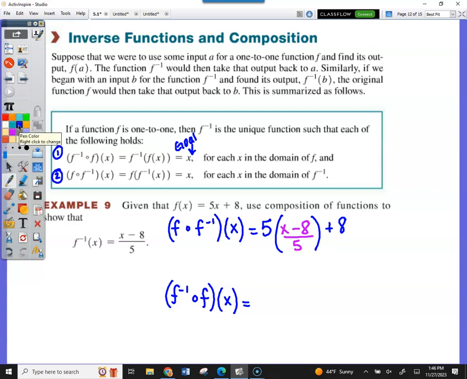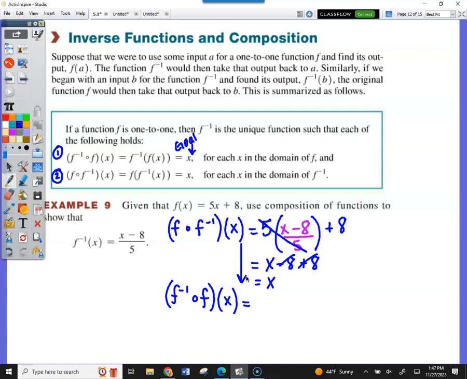As I clean it up, what happens immediately? The 5's definitely cancel immediately. And you're left with x minus 8 plus 8, and what happens there? Those cancel, and you're left with x. So that direction checked out. Now we've got to do the other direction.